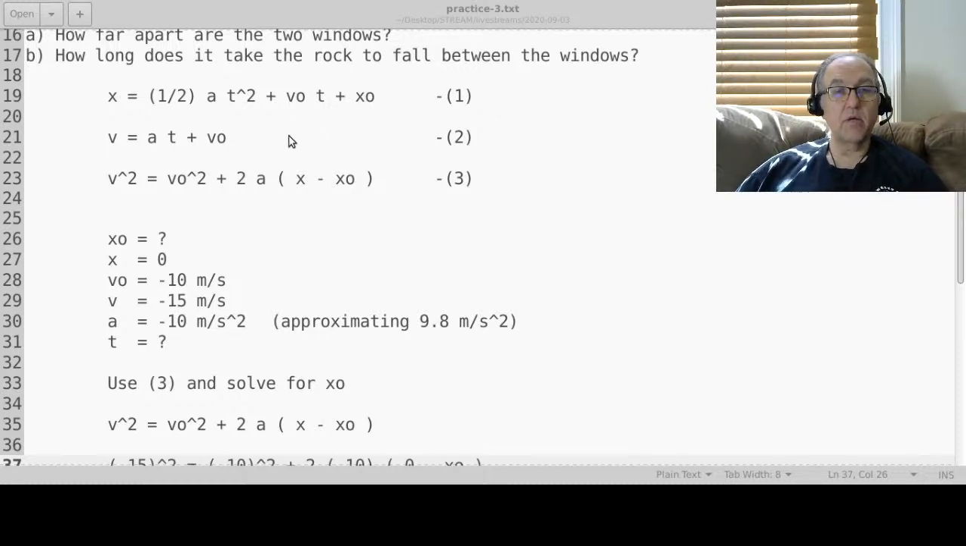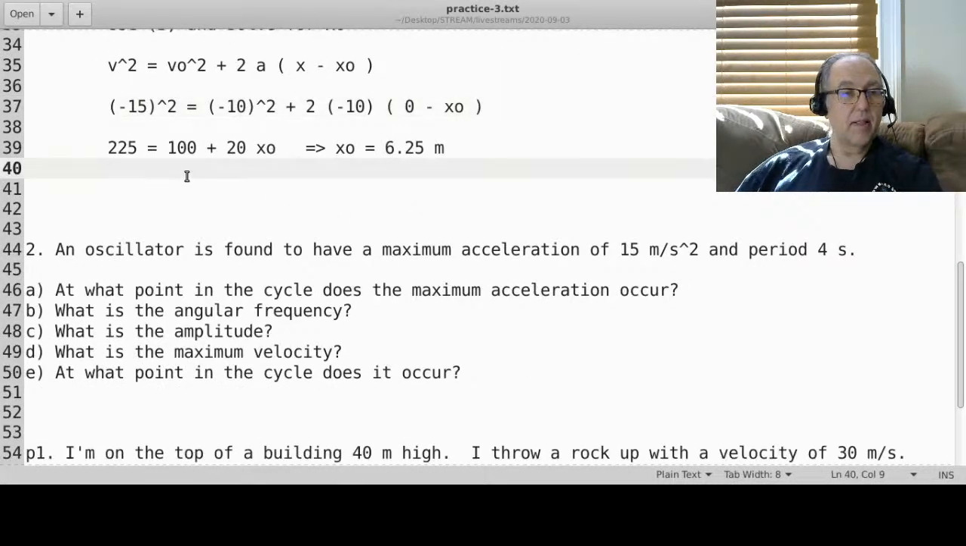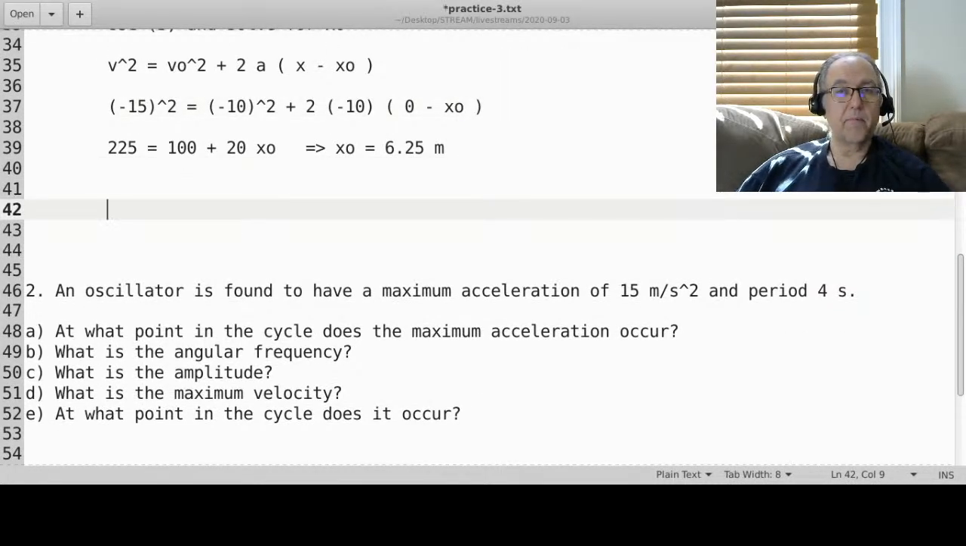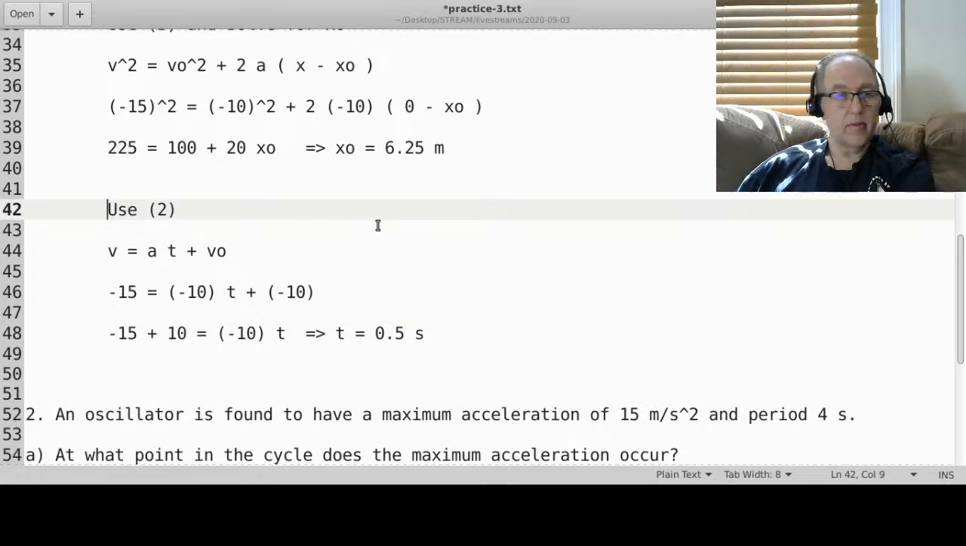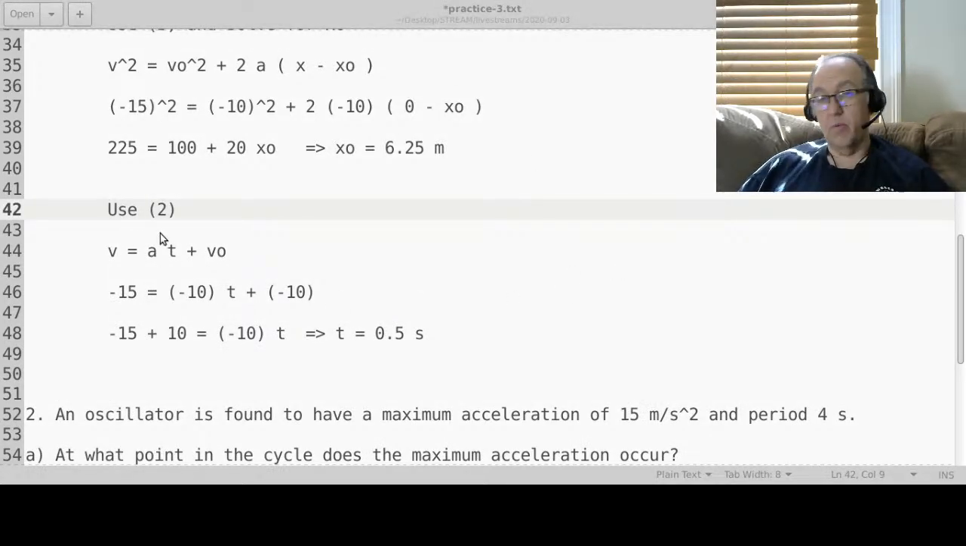All right. So we're going to use equation number 2 here to solve for the time. So we decided to use equation 2, and I just rewrote it here. V is equal to at plus v naught. V is the final velocity, the velocity after time t. That's negative 15. The acceleration is negative 9.8, but again, we're rounding it off to negative 10, times t, which is what we're solving for.